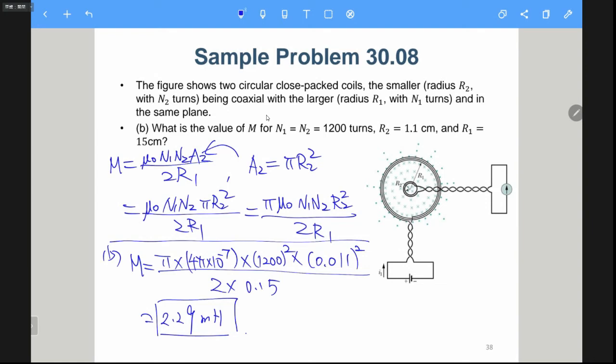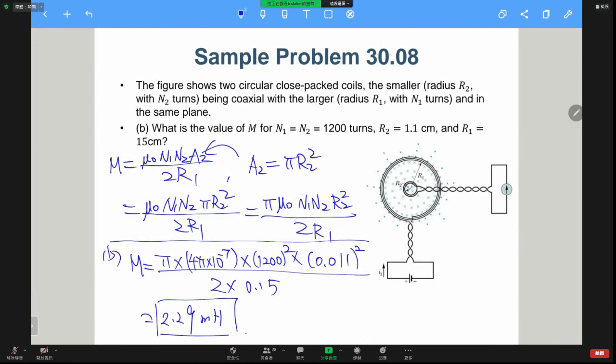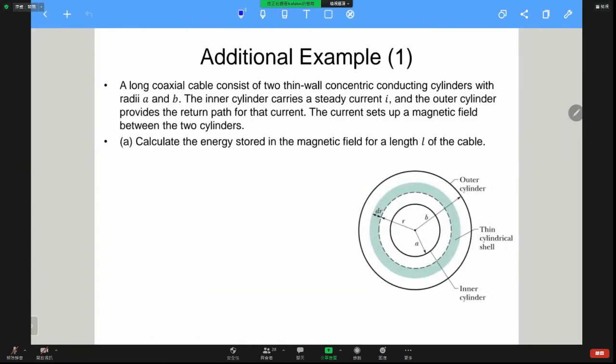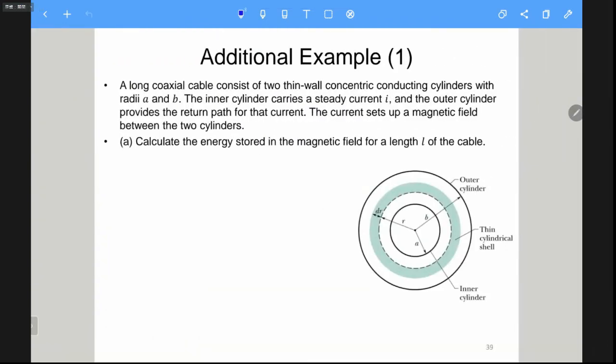Okay, so this sample problem is a bit complicated. Okay, so let's move on. We still have two additional examples. Let's finish off this first before we have a 10 minute break.